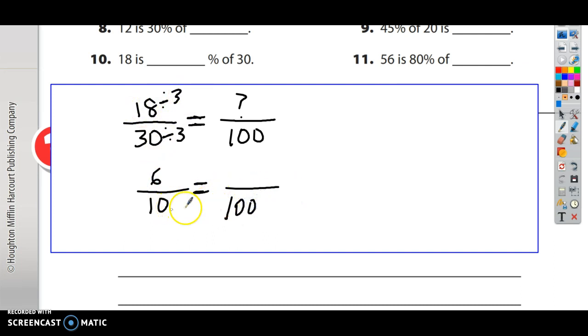How do I get from 10 up to 100? Well, I multiply by 10. You do the same thing here, and you multiply 6 by 10, you get 60. What's the answer? 60 hundredths is the same as 60%. Number 11.